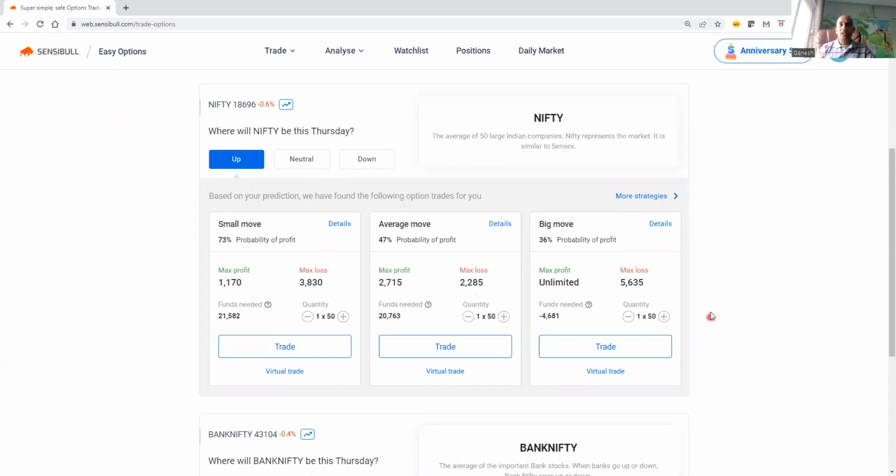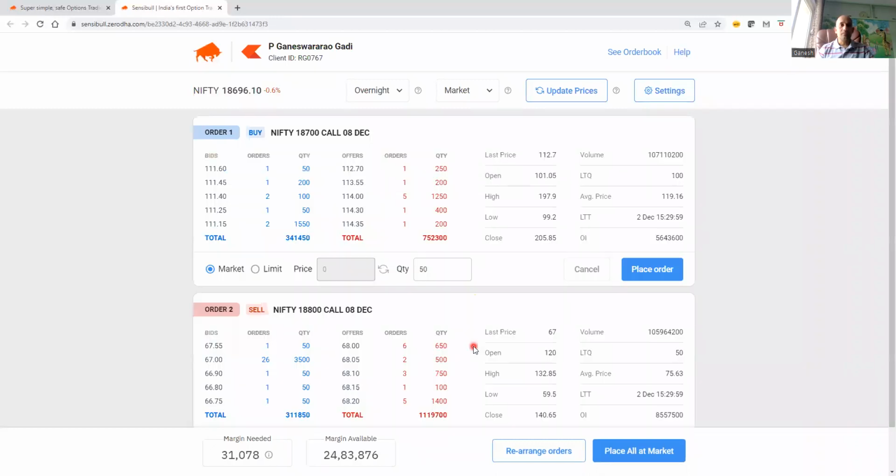Let's say by this Thursday, I expect an average move. In this average move, you see, the number of lots and all you can choose. Let's say I want to trade that one. I can trade in either of two ways: either I can trade, or I can trade virtual, meaning without money. Let us say I want to trade an average move.